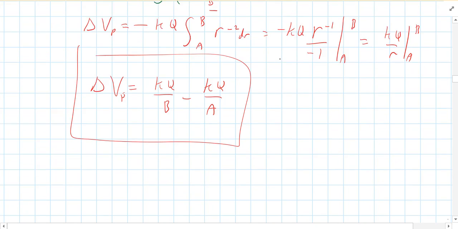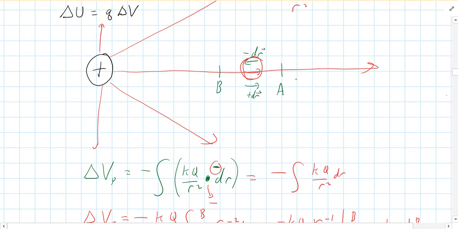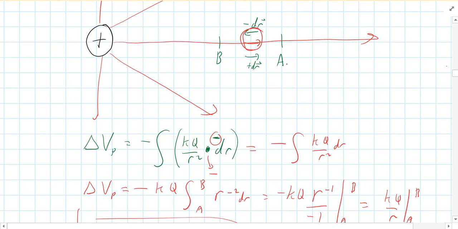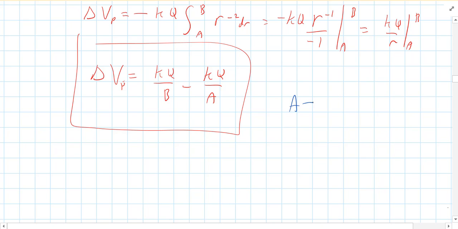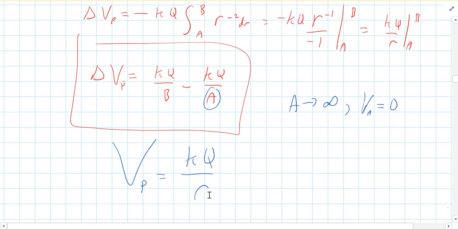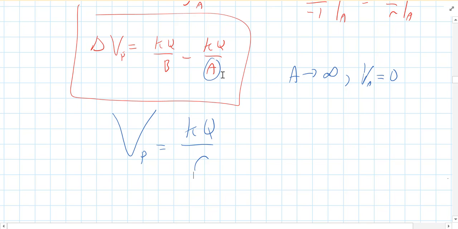Where is voltage 0? Okay, where is this 0? Well, if I make A infinity, as A approaches infinity, the voltage at A would approach 0, right? If I make A infinity here, something over infinity is roughly 0, okay? So we define 0 voltage at infinity, which means the absolute voltage at any point is simply KQ divided by where you're at, R. So like in our example, it'd be KQ over B. If I started at A equals infinity, the voltage at B would just be KQ over B.